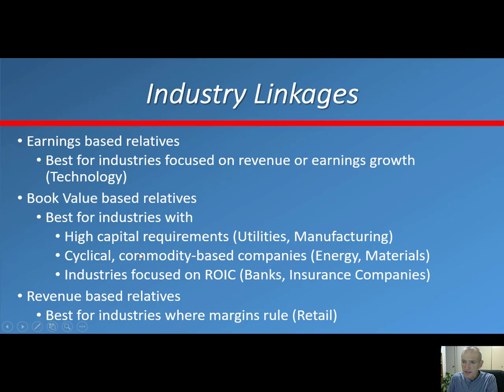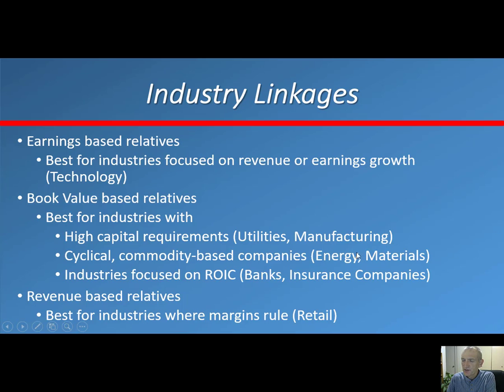Cyclical commodity-based companies like energy and materials, price to book works well. Why? Because when oil prices are high, oil companies look cheap, and when oil prices are low, oil companies look expensive. So the price to earnings is not a good measure. They may look cheap, but they look cheap because oil prices are really high, and if oil prices come down, you're going to really overpay for that stock. By using a price to book, you're essentially spreading out those earnings, those oil prices, over many years, and you're getting a less skewed analysis.